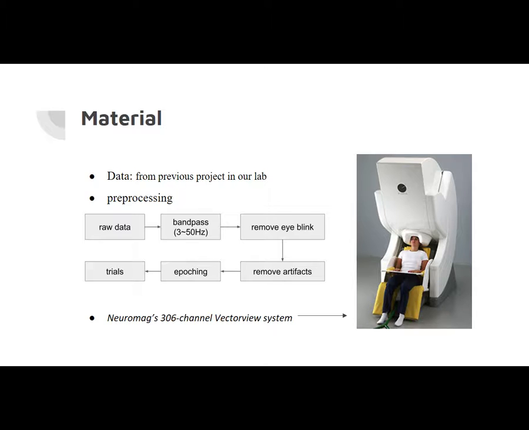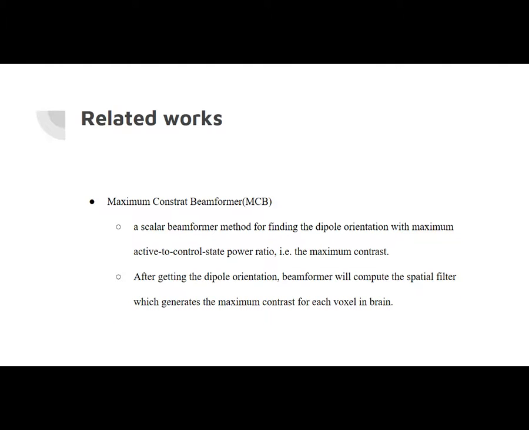Specifically, we make use of two types of tasks: auditory evoked field task and somatosensory evoked field task. The MEG device is NeuroMag's 306-channel VectorView system. Before training, we have to pre-process the raw MEG data, as shown in the figure, including band pass, removal of eye blink, artifacts, and epoching.